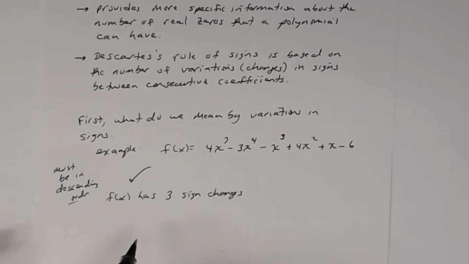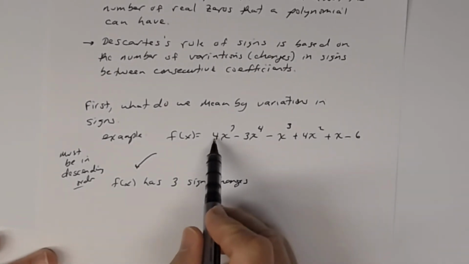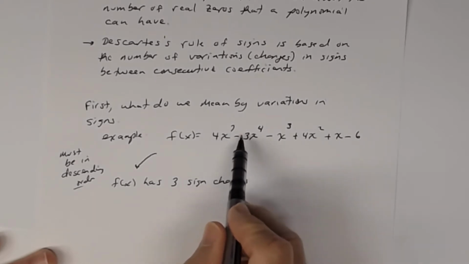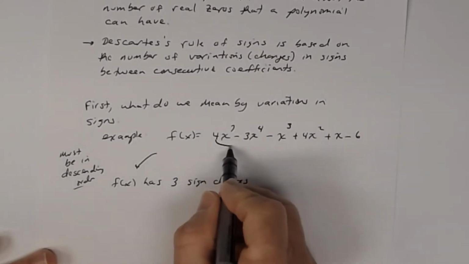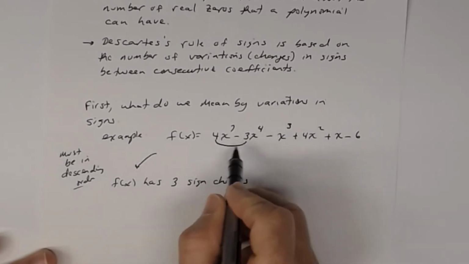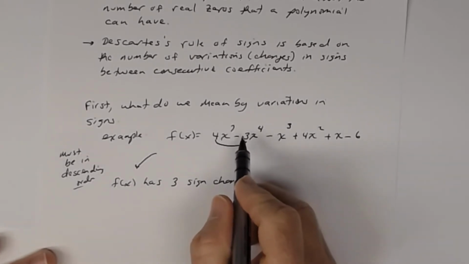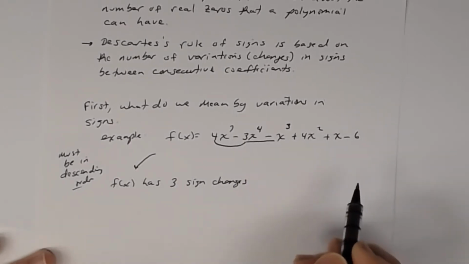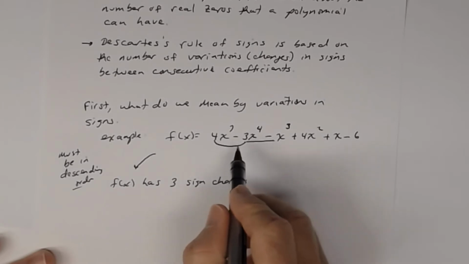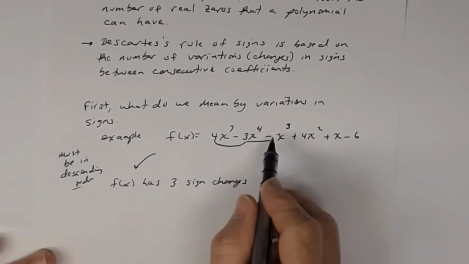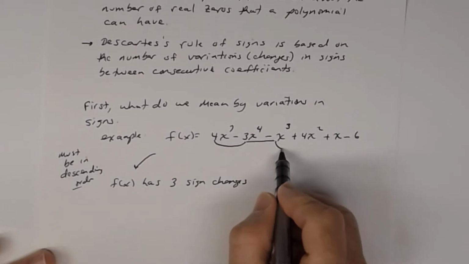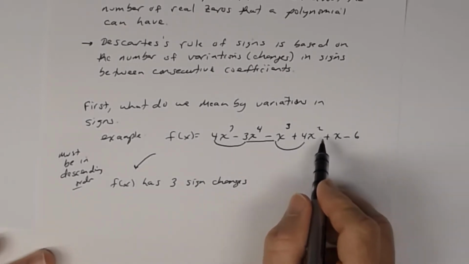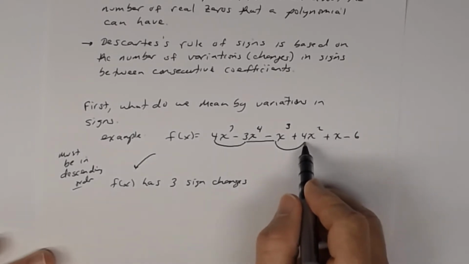So let's see why it has 3 sign changes. You see this coefficient is positive, this coefficient is negative. So you're going from positive to negative, right? So that's a change. I'm going to denote it with this little curve here. Then from second to third, a negative to negative, that's the same. So that's not a change. So far we only have one change. Then from the third to the fourth, from negative to positive, that's a change, right? Then from here to the next one, a positive to positive, that's not a change. They're both positive.